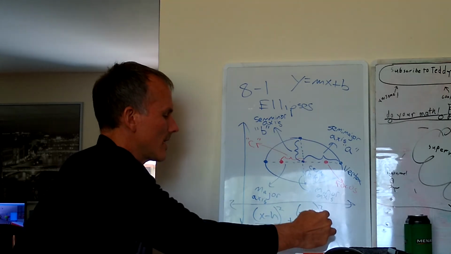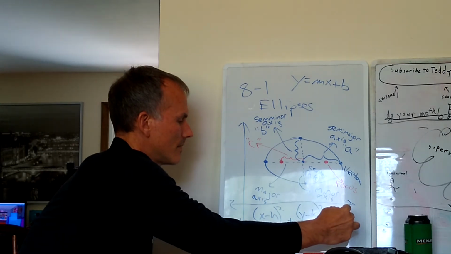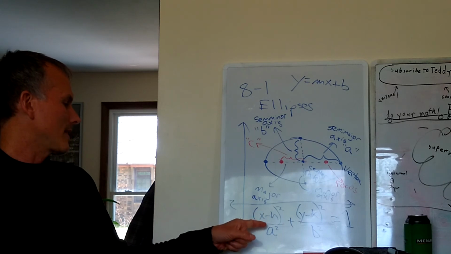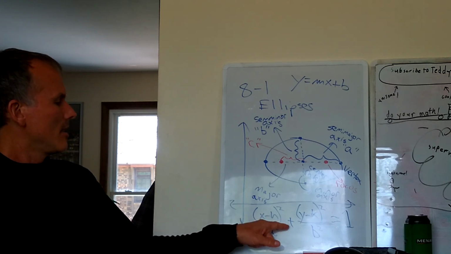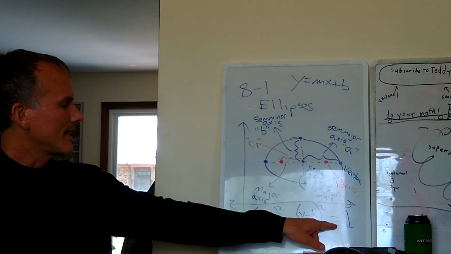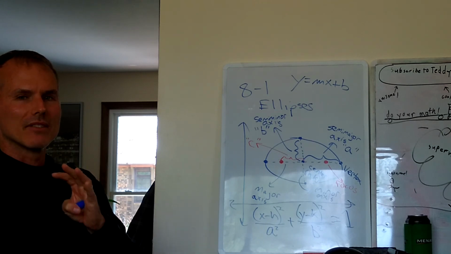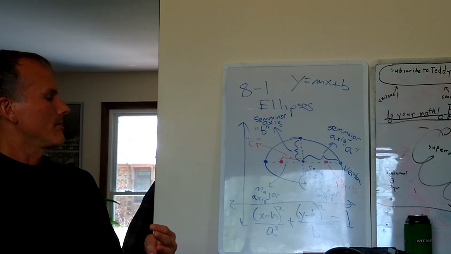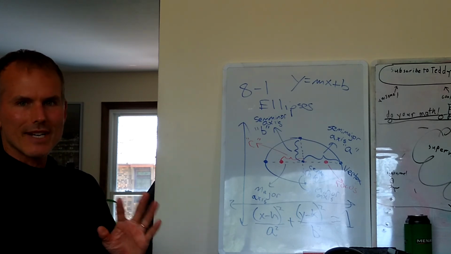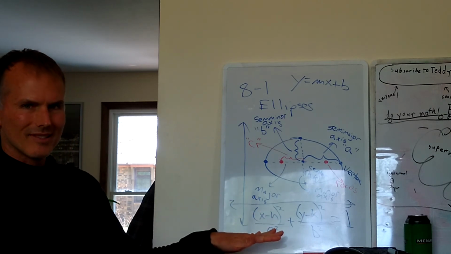is this visible, Eliza? Yes. I think. Okay, so that's quantity x minus h, quantity squared, divided by a squared, plus quantity y minus k squared over b squared equals 1. Okay, so anytime we're going to write the equation of an ellipse in standard form, if it has a horizontal major axis, and as we'll find out in a little bit, the vertical major axis equation isn't really any different. It's going to look like this.